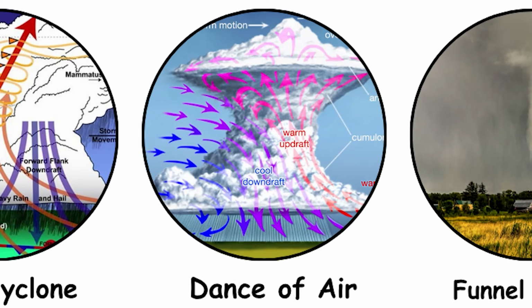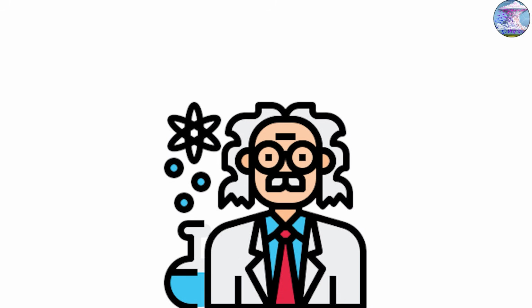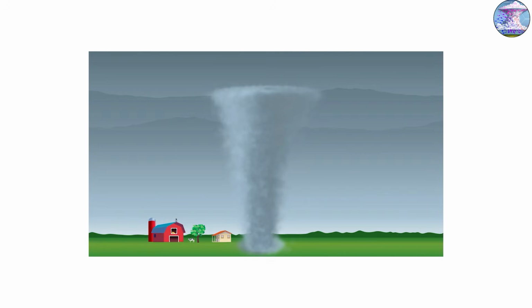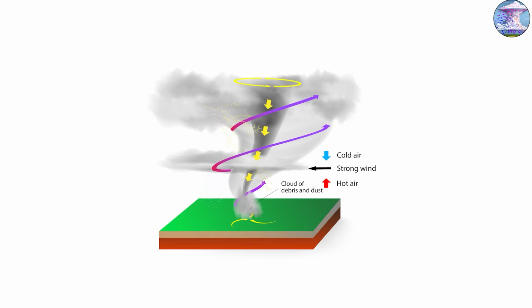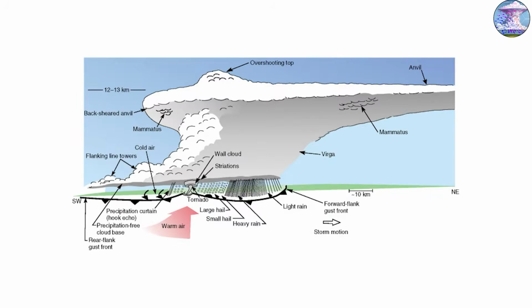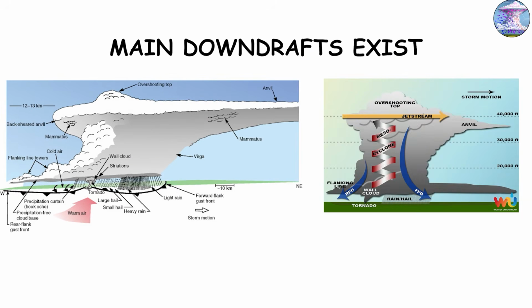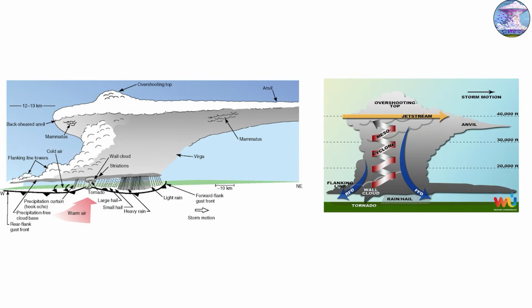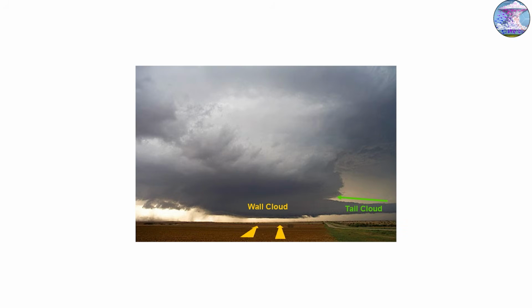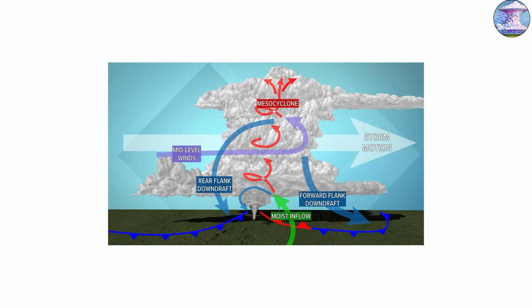The downdrafts and the dance of air. What happens next surprised scientists for decades. They once believed tornadoes formed simply by spinning faster until they touched the ground. But new research revealed the crucial role of descending air currents known as downdrafts. In a supercell, two main downdrafts exist: the forward flank and the rear flank. The forward flank downdraft forms as rain-cooled air is pushed out ahead of the storm, while the rear flank downdraft forms from drier air descending around the backside of the rotation.